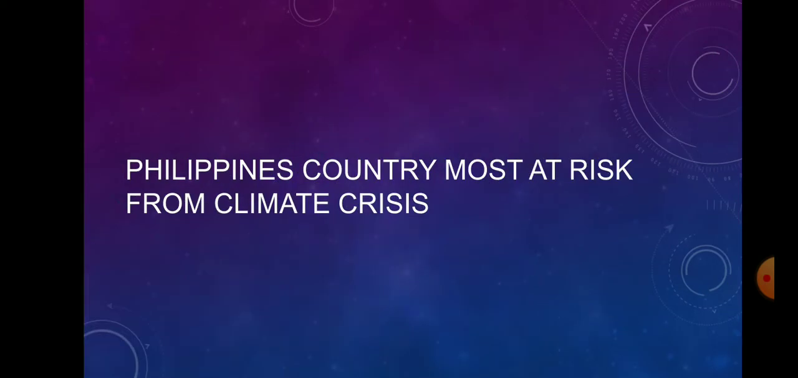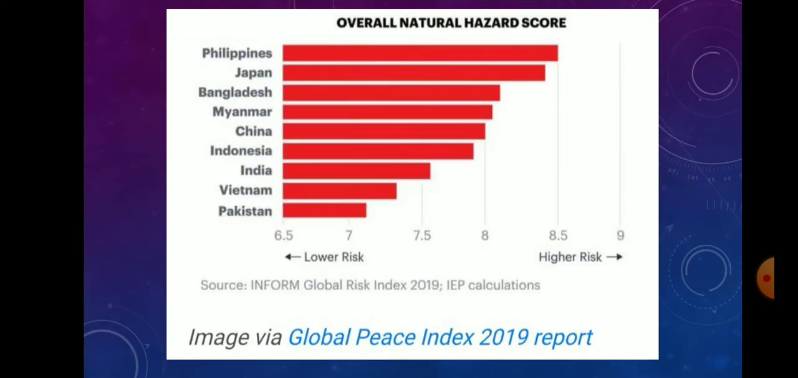Philippines, the country most at risk from a climate crisis. Why? According to the report published in 2019 by the Institute for Economics and Peace, the Philippines has 7,600 plus islands off the southeast coast of China. So that is one of the causes. That's why the Philippines is at risk in climate.